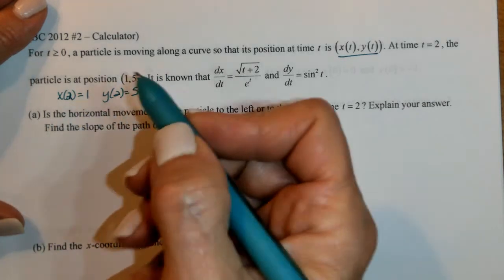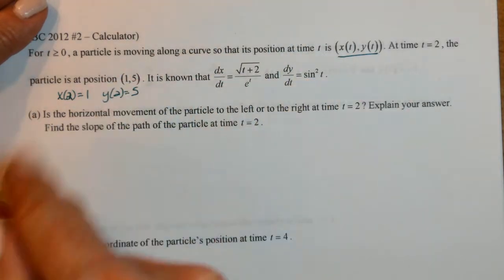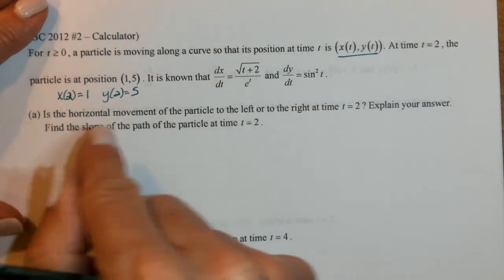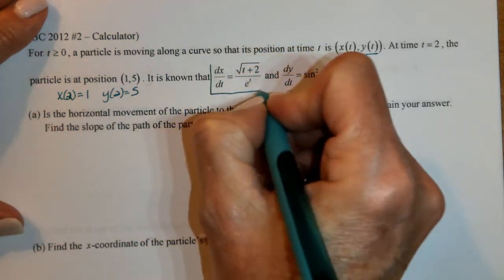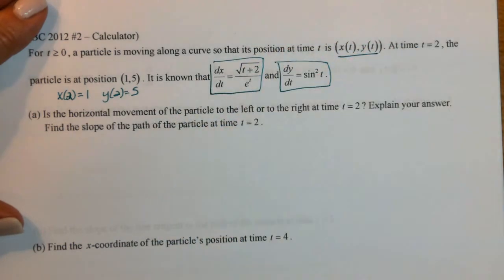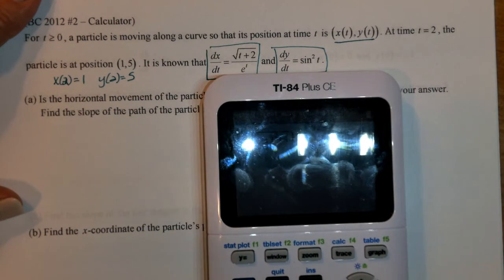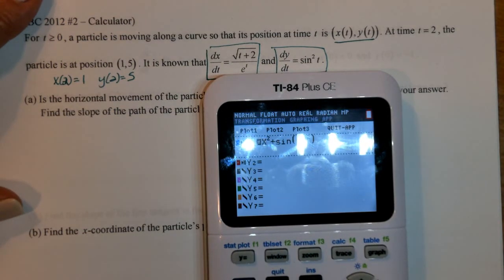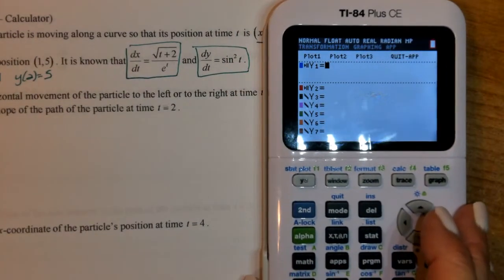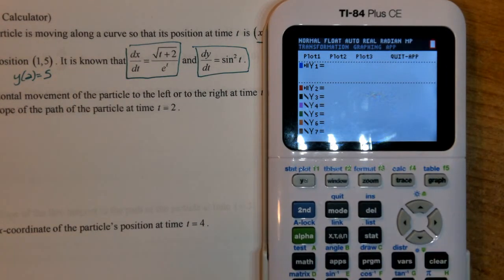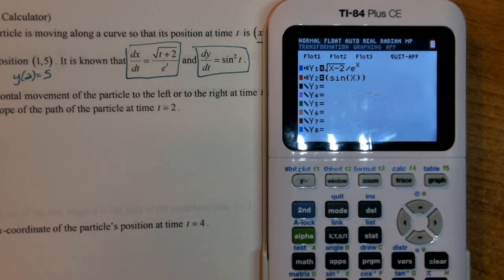Remember that when they give us this, if we have information about the derivatives, we can find any other point. First fundamental theorem. They give us both x prime and y prime here. That's great. I love it when they do that. So let's go back to our calculator, and in for y1, I'm going to put x prime, and in for y2, I'm going to put y prime. So square root of t minus 2, all divided by e to the t, goes in for y1, and sine of t squared, that's how we have to put in sine squared, right?